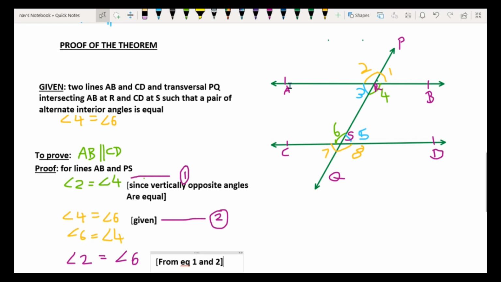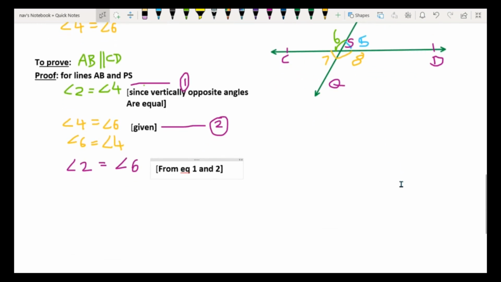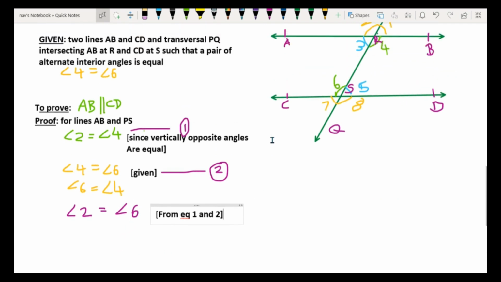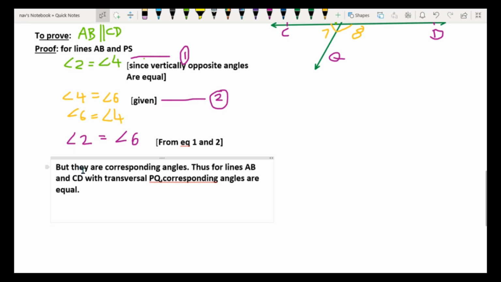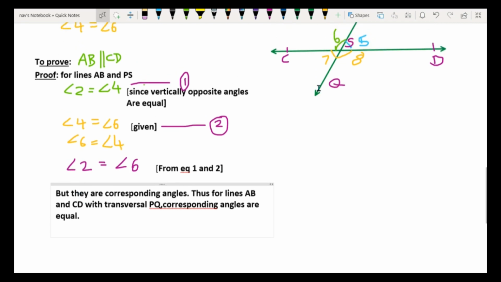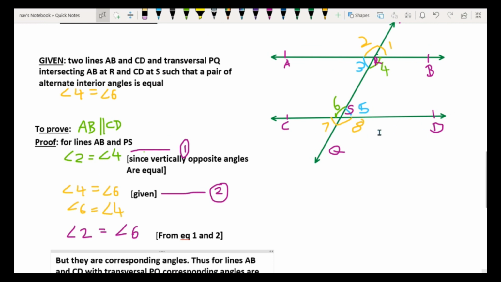So for lines AB and CD with transversal PQ, we just proved that the corresponding angles, angle 2 and angle 6, are equal. So automatically AB will be parallel to CD. What's the reason? The reason is the converse of the corresponding angles axiom. From that only we can say this. Am I right? So the corresponding angles are equal, so line AB will be parallel to line CD.